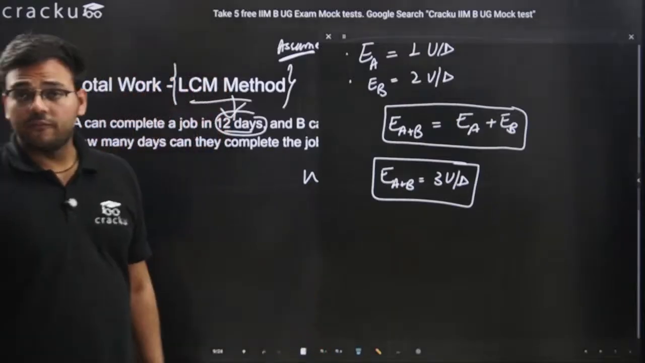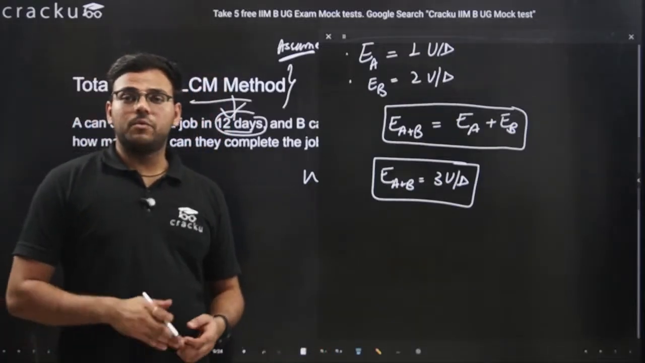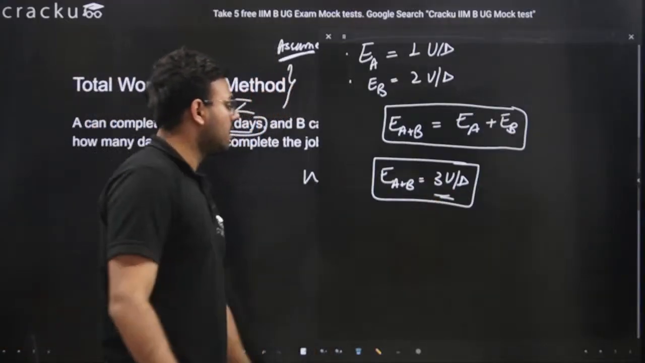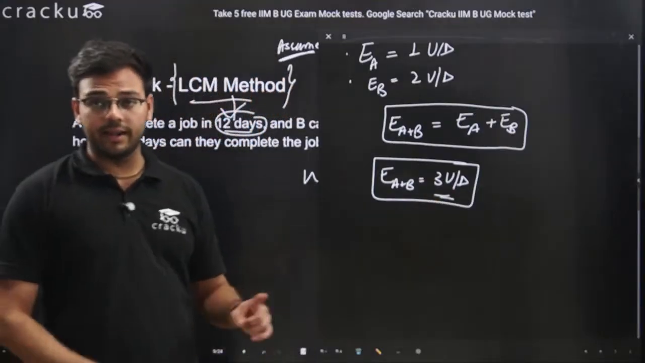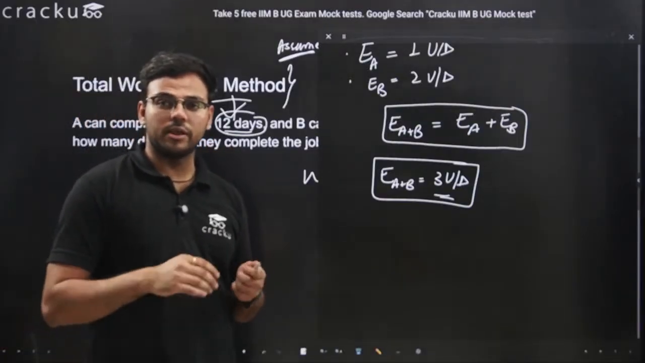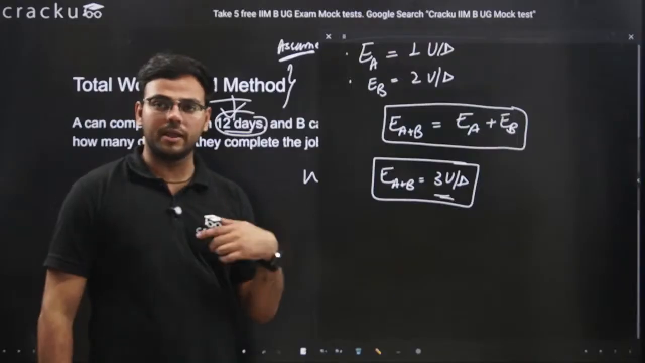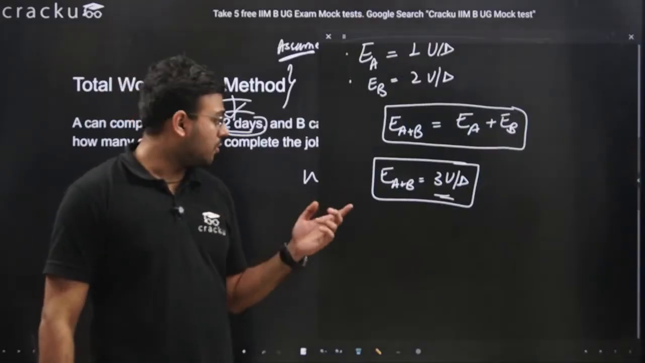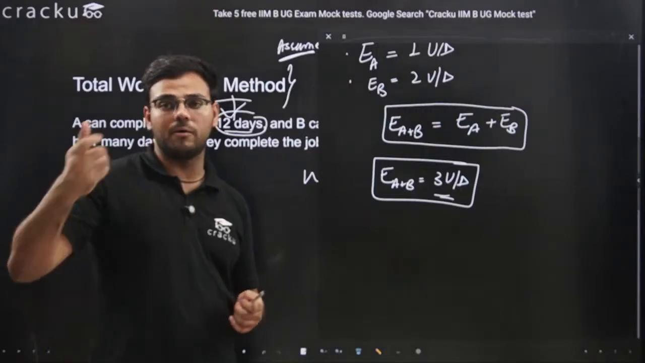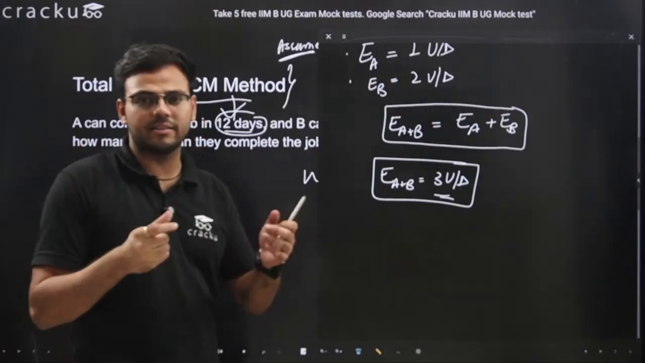So combined efficiency of A plus B, that is when A and B are working together, they are working at 3 units per day. It's like you and your friend, they were able to do one homework in 1 hour. Now when you both are doing it, your combined efficiency will be 2 homeworks in 1 hour. You can just understand these terms.